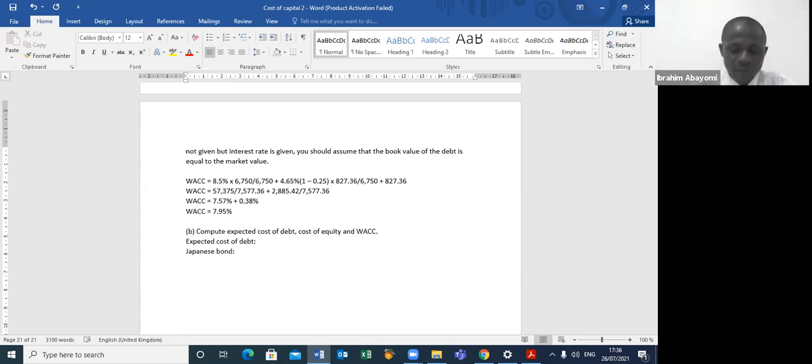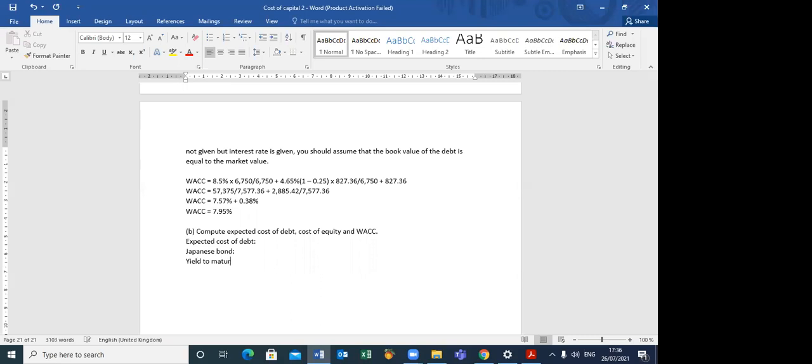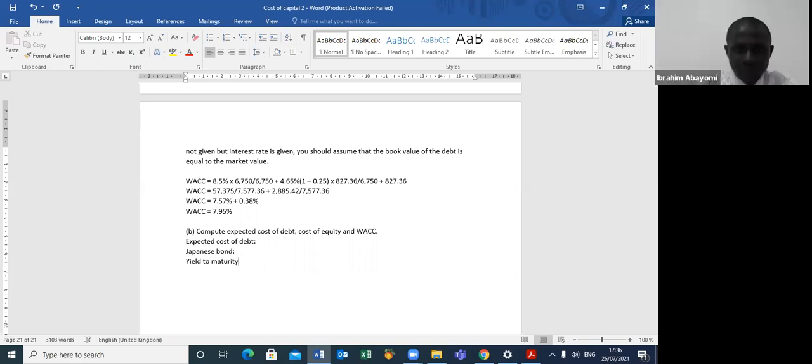So we are moving to the column where you have 10 years. If you want to obtain a Japanese loan for 10 years, the yield to maturity is going to be what? 1.8%. So what will I do? I put my yield to maturity for 10 years as 1.8%.